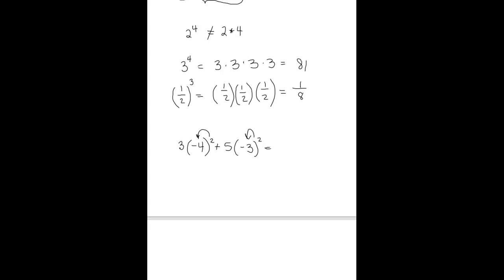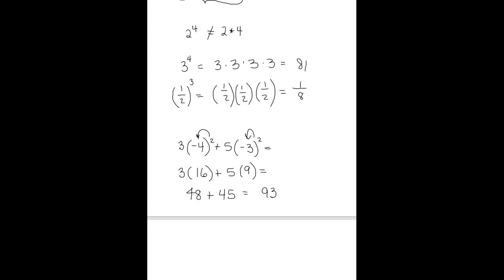Okay, so what's going to happen here is I'm going to have my 3, and then -4 times -4 is going to get me a positive 16. And I'm going to have a 5 here, and then negative 3 times negative 3 is going to give me a positive 9. And now it becomes a matter of going ahead and doing the rest of that multiplication. So this is going to get me a 48 plus 45, which is going to wind up being a 93.